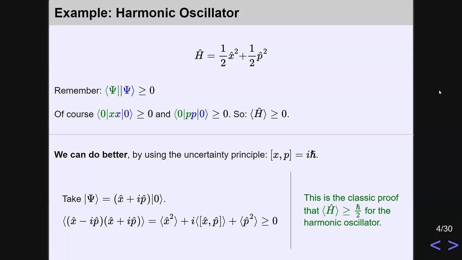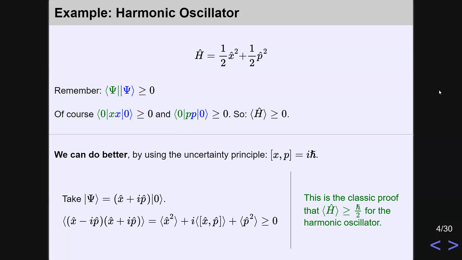So in the harmonic oscillator case, we do this and we find that this expectation value has to be greater than or equal to zero, but this looks like the Hamiltonian expectation value plus the real part of I. And so this is the classic proof that the expectation value of the Hamiltonian for the harmonic oscillator has to be greater than or equal to h bar over 2. And that just comes from the uncertainty principle, from using the commutator of x and v.